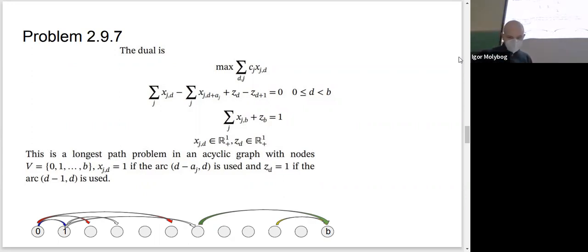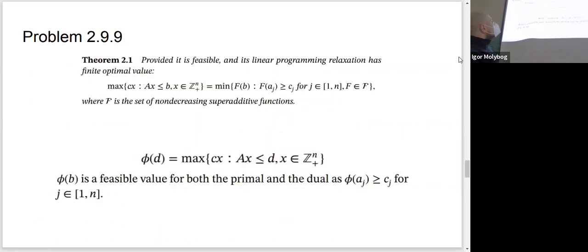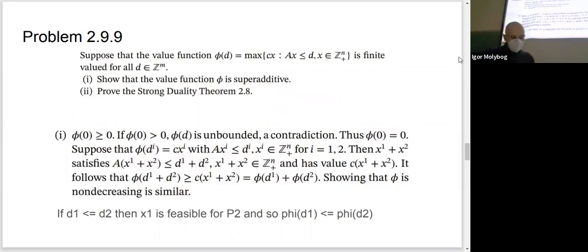Cool. We still have some time. Let's take a look at problem 299. Suppose that the value function phi of d, which is the maximization objective of an integer programming problem with the right-hand side in the inequality constraints equal to d, is a finite value for all integral vectors d.